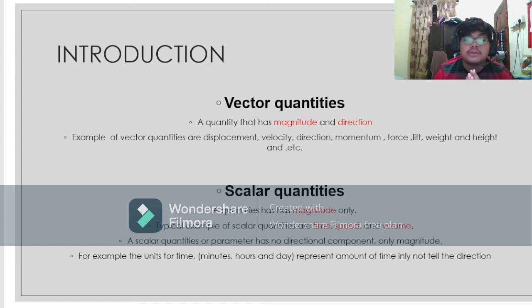For example, the units for time are minute, hour, and day. They represent an amount of time, and they do not tell about direction. Because time only tells minute, hour, and day, and they don't have direction. That's why the scalar quantity only has magnitude, while the vector quantity has magnitude and direction. For example, the velocity formula needs the direction and magnitude of the object to calculate its velocity. That's why the vector needs to have magnitude and direction.